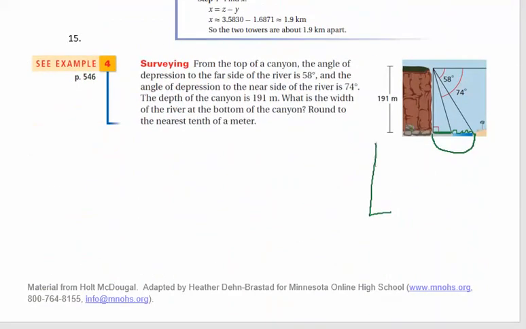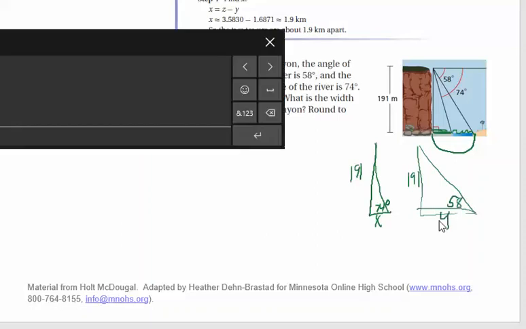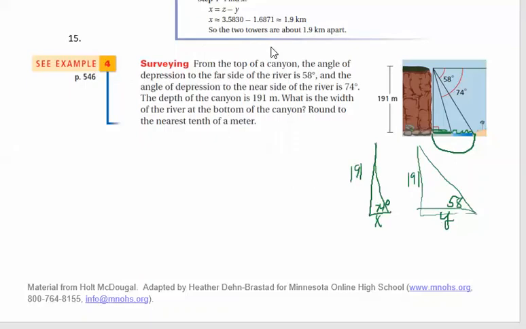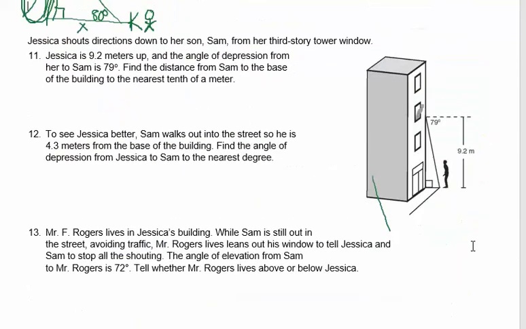You've got the skinny right triangle is 191, and this angle here would be 74. And you can use that to find this amount, this width from here to here. And then the other right triangle with the wider angle is also 191, and the angle in here is 58. So you can use that to find like y. And then you can take the y minus the x to find what the width of just the river is. So that's how you'll do that problem.